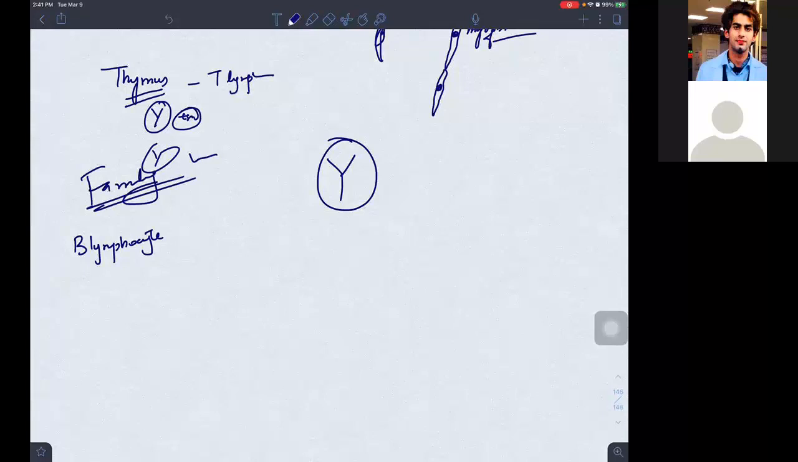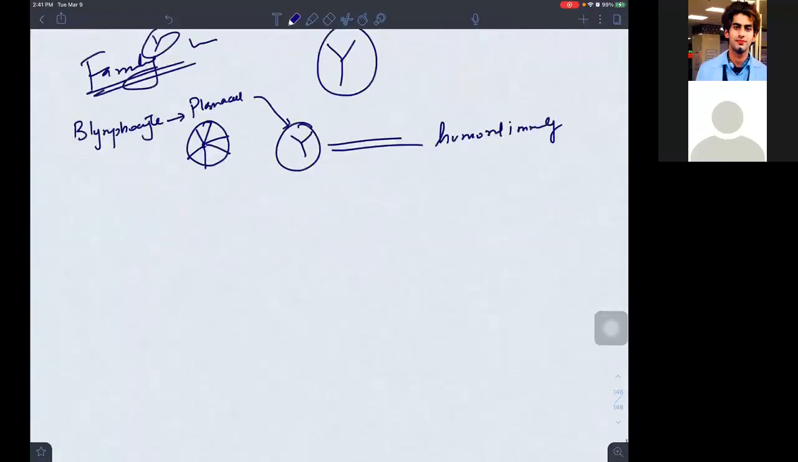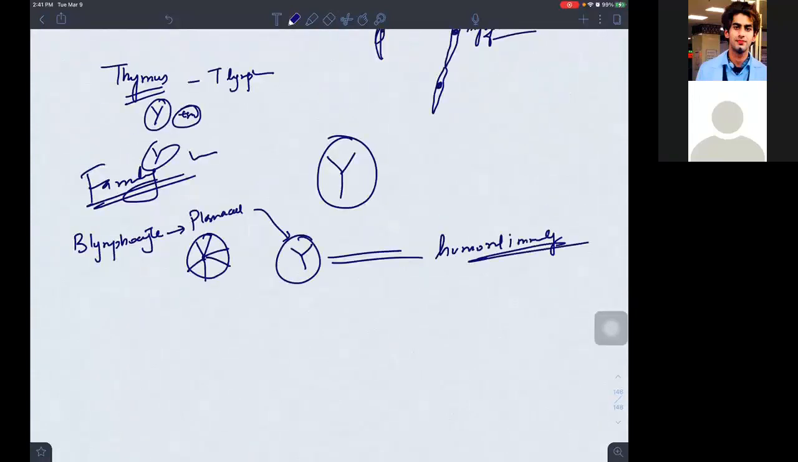So B lymphocyte will make plasma cell. Plasma cell has a characteristic nucleus that is cartwheel shaped. Do you know cartwheel? That is plasma cell. This plasma cell will produce antibodies. And these antibodies give you which immunity, cell mediated or humoral? Humoral immunity. So humoral immunity is because of your bone marrow, you can say like that.